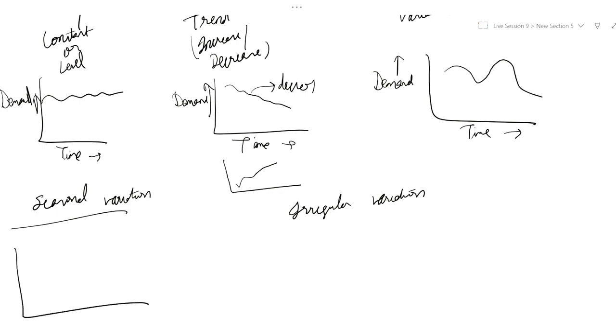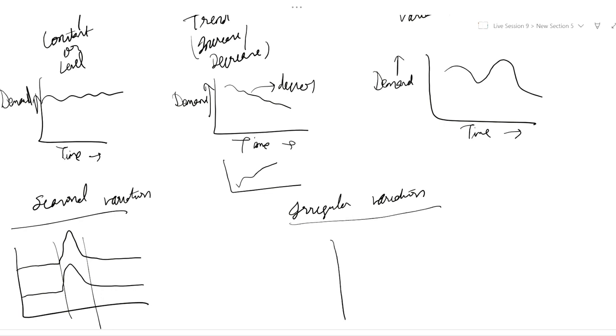Seasonal variation is like, suppose the demand of woolen items goes higher in a winter season. That comes under seasonal variation, in a particular time only. Now, irregular variation is like the demand for masks grew very high during the COVID period. That is known as irregular variation.